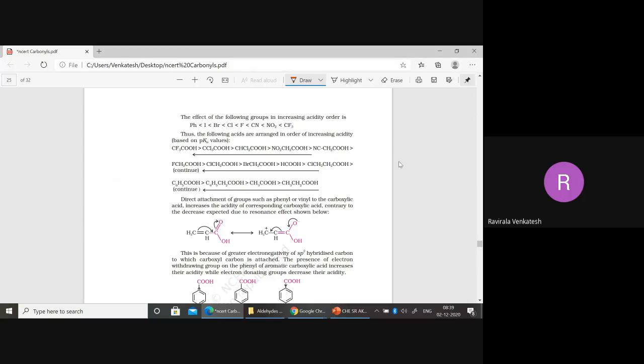Now I will explain something like this. If you observe, phenyl, iodine, bromine, chlorine, fluorine, cyanide, NO2, CF3, these have increasing electron withdrawing nature. From here to here, electron withdrawing group nature is increasing. Definitely acidic nature will increase. Now let me take one example. Ph C double bond OH I have taken. Ph C double bond OH. Next I have taken CH2. Is it visible for you? What am I writing?